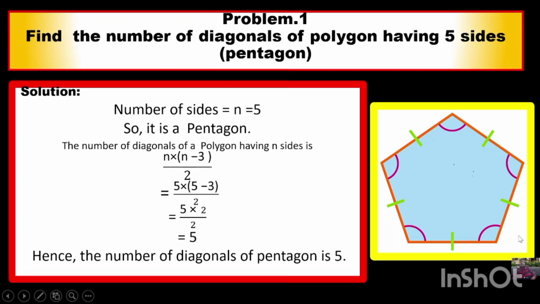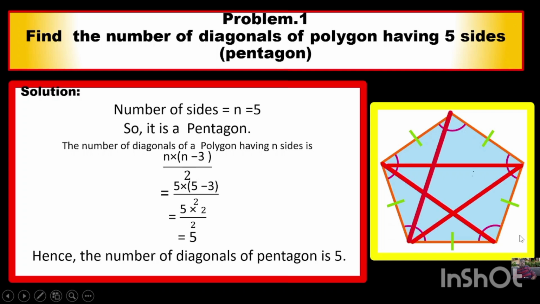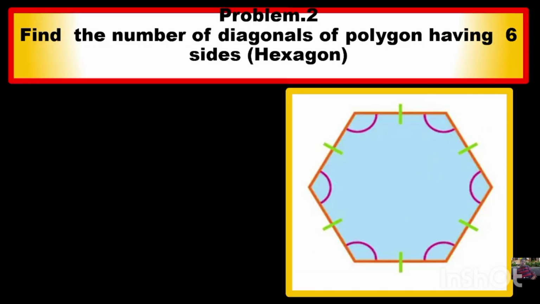Okay, let us count the diagonals: 1, 2, 3, 4, 5. And you see this 5 minus 3 difference is 2. Look at any vertex. Suppose this is a vertex, and you can draw 5 minus 3 is 2 diagonals, 1 and 2, at this vertex. Every vertex has 2 diagonals, and the total number of diagonals of the pentagon is 5. Okay, let's see another question.